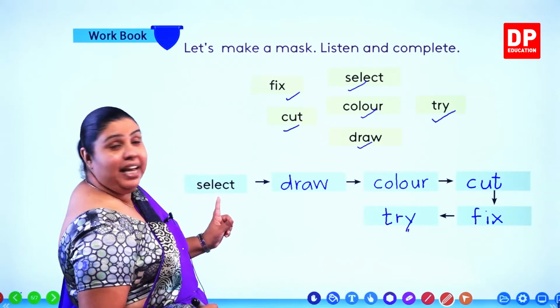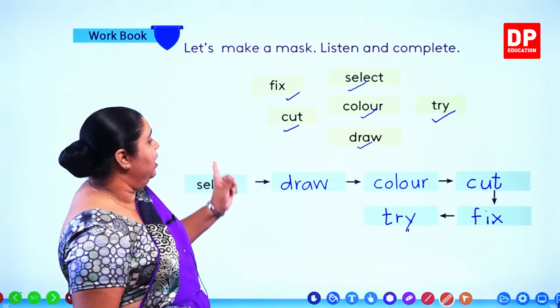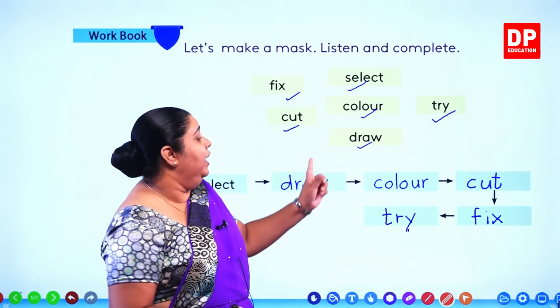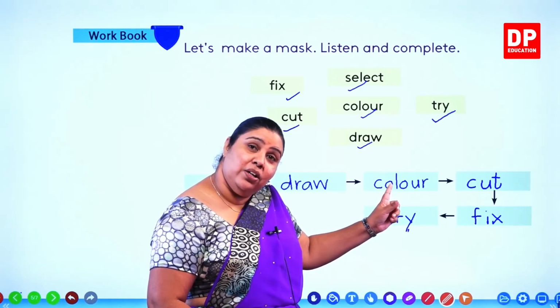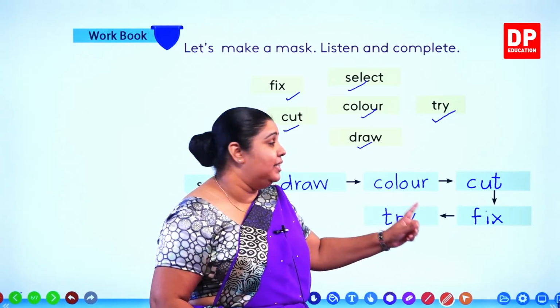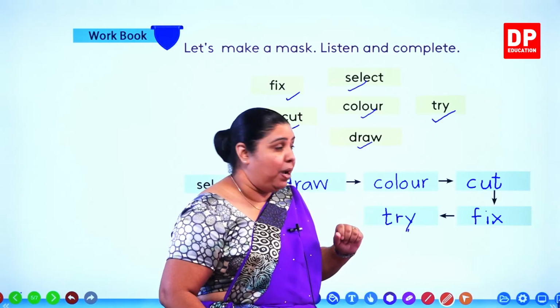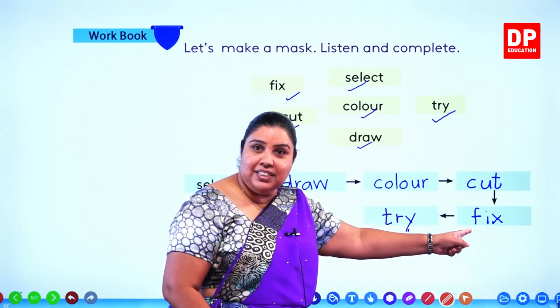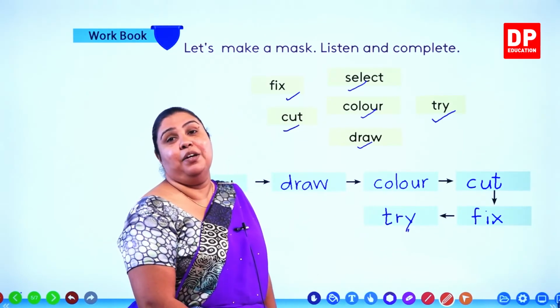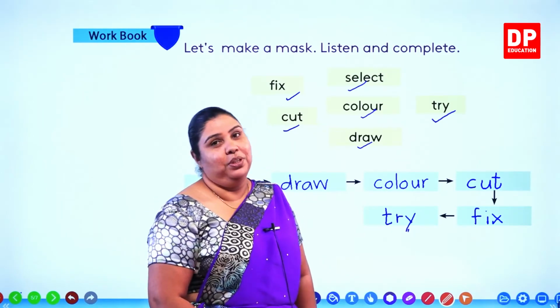Okay? Select. You select a shape. Draw it on the bristle board. Color it with your crayons or paint or color pencils. Then you cut the shape out. You fix your elastic. And then it's time for you to wear your beautiful mask.